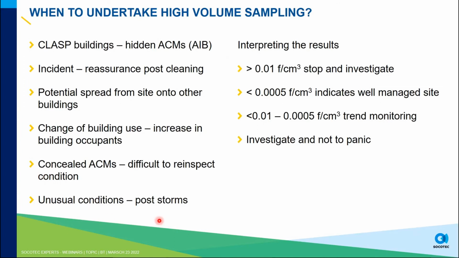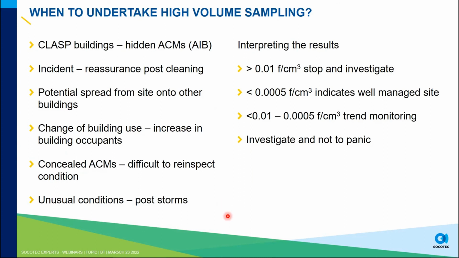We've had the recent storms in January and February. Lots of buildings that were losing roofs, etc., or disturbance of buildings. Again, is there the potential for asbestos to have been disturbed during these storms and to have released fibres into the buildings? So there's various scenarios that we could use high volume sampling on.